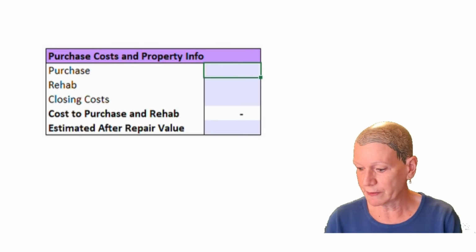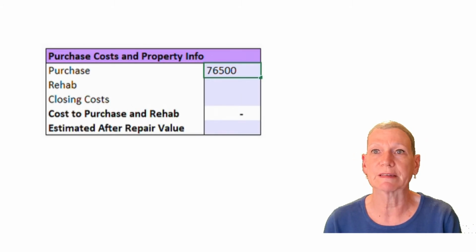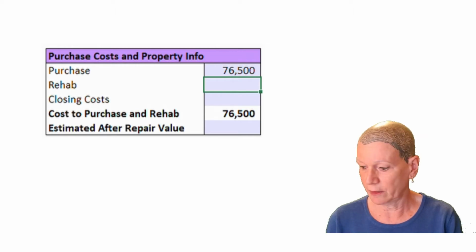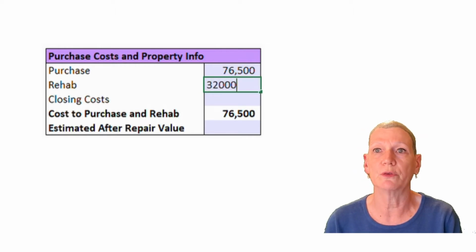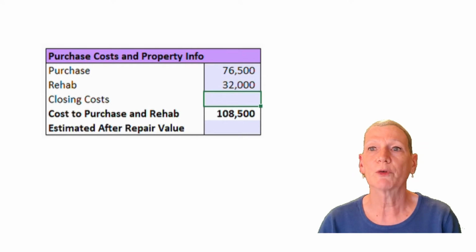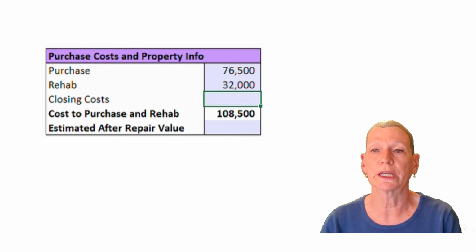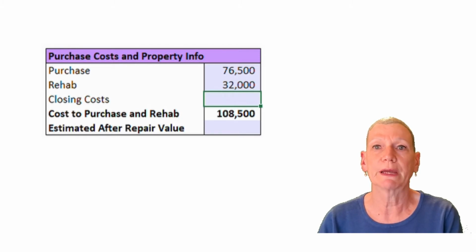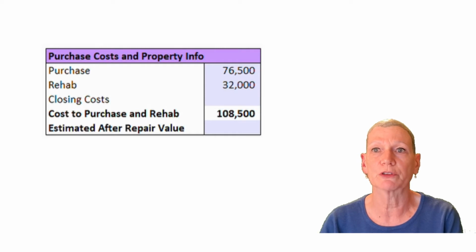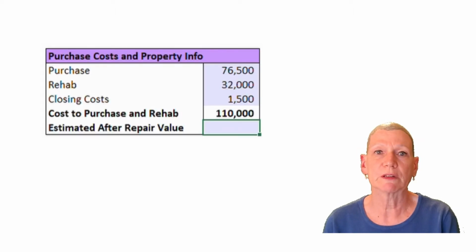In this example, we're going to say that we're purchasing a property for $76,500 and that our rehab cost is going to be about $32,000. Now, for the first pass on looking at funding, I'm going to be assuming that you're doing your long-term funding right here at the time of the initial purchase. So the closing costs that you would enter would be including anything that your lender might want for your long-term funding. And the last number you want to enter in this section is your estimated after repair value.